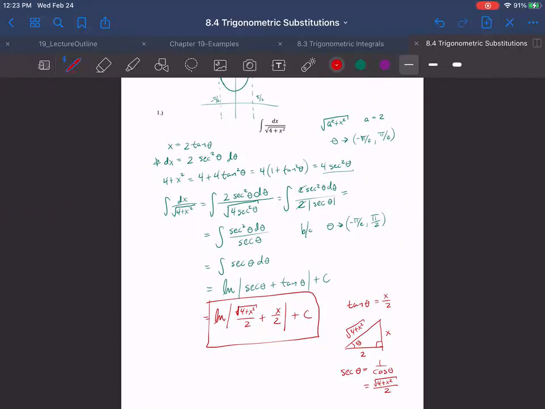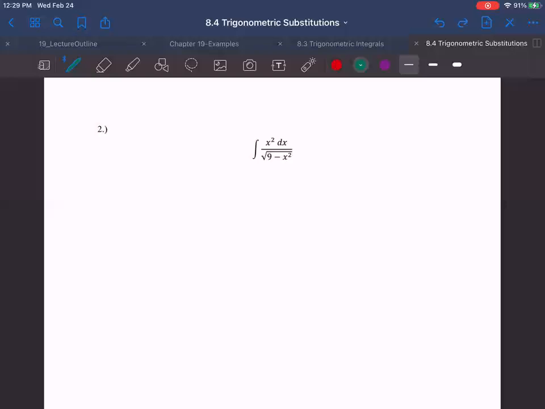What do we think? Pause it here. All right, so back to looking at this one. So for this one, we're looking at which of our situations there. If we go back to the beginning, we have an a squared minus x squared, right? Is that what we're looking at there?